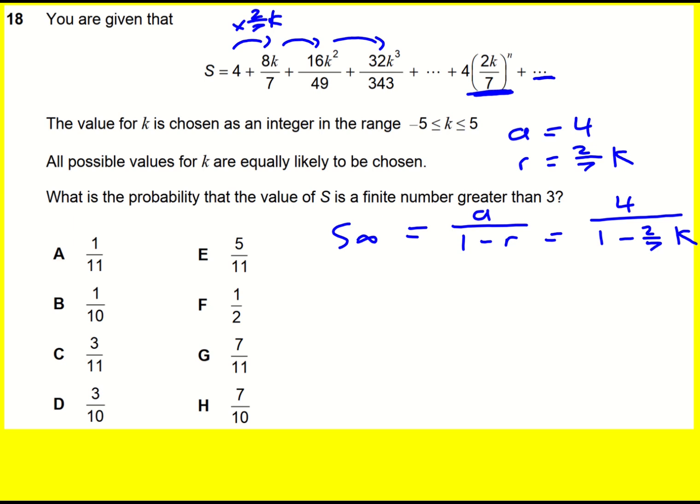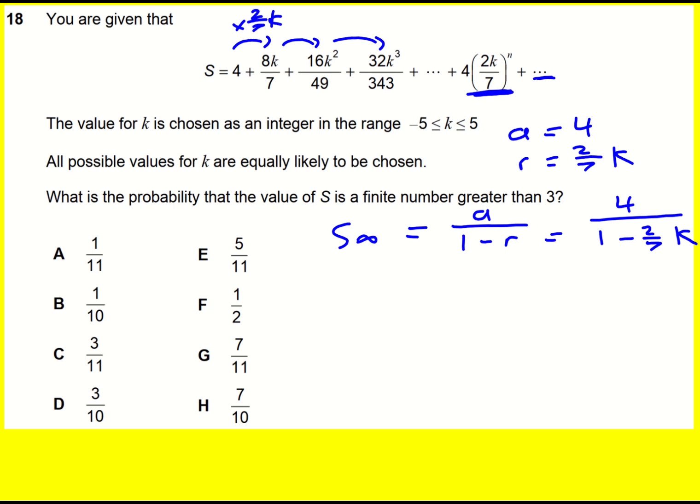Now, k is an integer between -5 and 5. So actually, that's 11 different values because it can have 0 as well as 1 to 5 and -1 to -5. And we're interested in whether the summation becomes a finite number greater than 3. And we want to know basically how many of the numbers give that, and then we can work out the probability if we picked one at random.